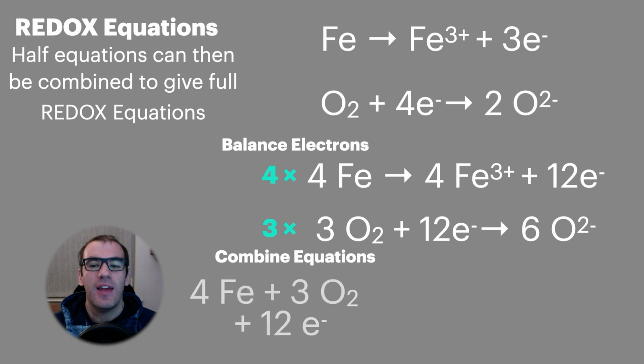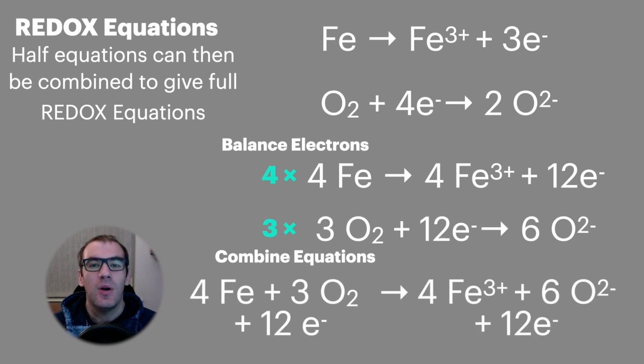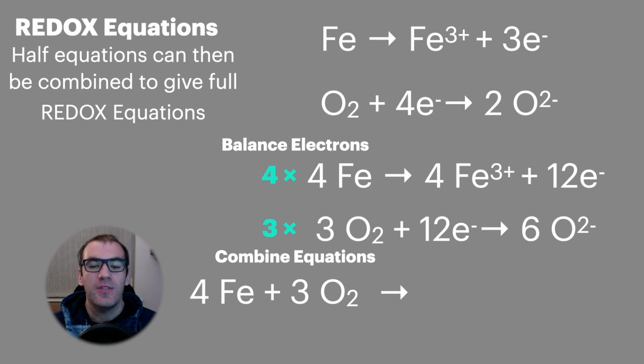We take everything on the left-hand side of both equations and put them together, and then do the same for the right. We can see that there are 12 electrons on each side, and these can be cancelled out and then removed. We also have a positive and a negative ion, and we can combine those two to get an ionic product of Fe2O3.